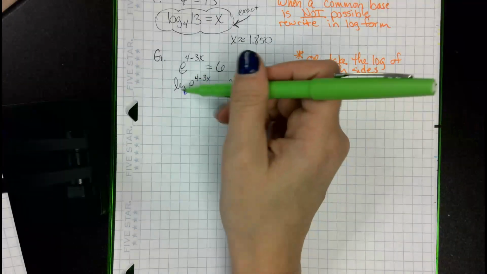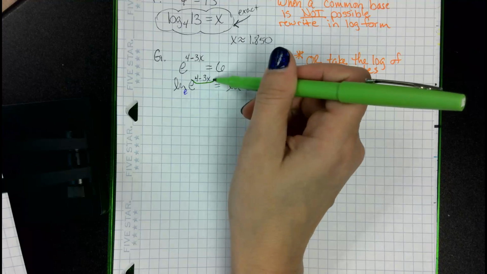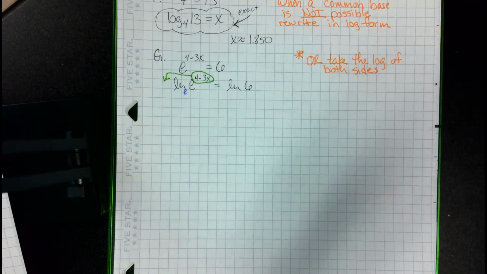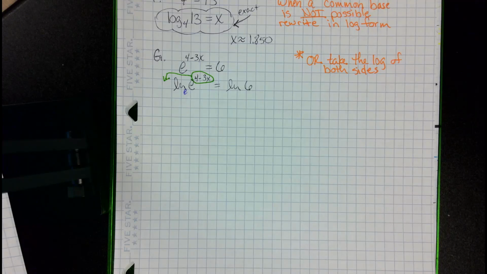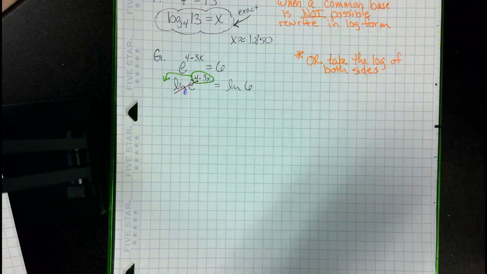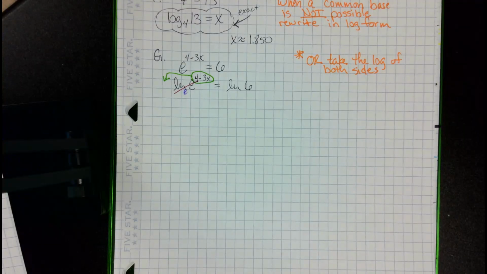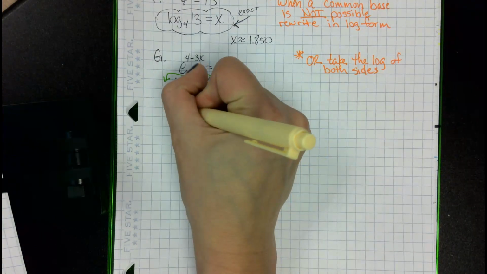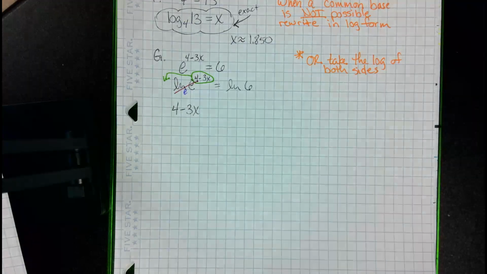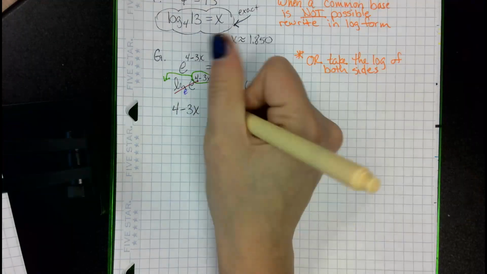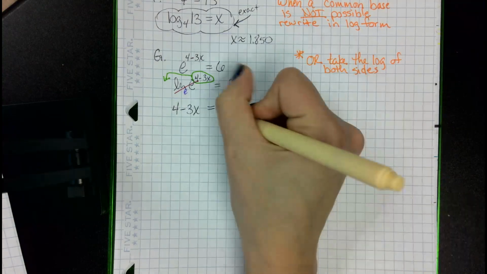Then we have a log with an exponent inside. So we can take the exponent and move it to the front. And when we do that, we see we have the natural log of e. The natural log of e is just 1. So I have 4 minus 3x. I could write times 1, but who really wants to write out times 1? It's not very helpful. Equals ln 6.